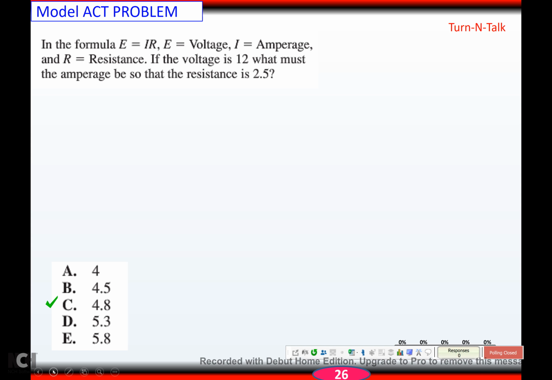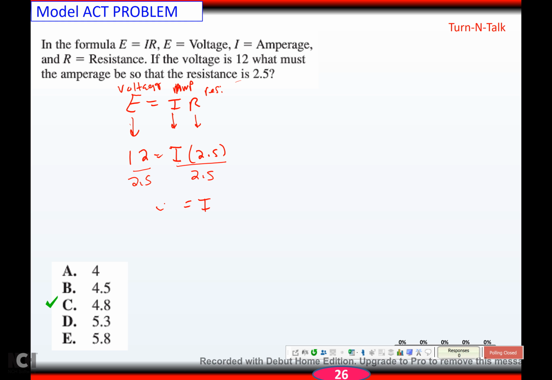And hopefully you got C. It says in the formula E equals IR, E is in voltage, I is in amps, and R is resistance. It says if the voltage, so they're telling me that E is 12, what must the amperage, that's my question, so keep it I, must be so that the resistance is 2.5. So they're telling me R is 2.5. Well, they want to know the I. So to get I alone, I divide by 2.5 and I get 4.8.